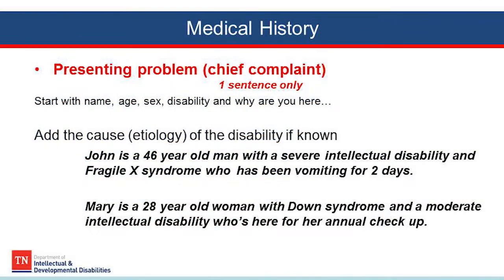So, building on the example, John's a 46-year-old man with severe intellectual disability and Fragile X syndrome who's been vomiting for 2 days. Or Mary's a 28-year-old woman with Down syndrome and a moderate intellectual disability who's here for annual checkup. So, you've set the tone of that appointment very quickly at the very beginning.